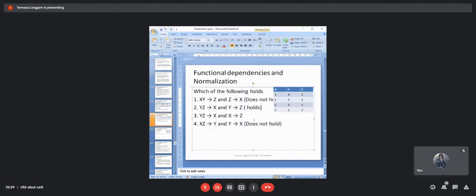Okay, this is true. This one, the last one, third one, Y, Z can determine X. This is true, but X can determine Z is not true. You can see here when the value of X is 1, 1, 1, 1, the value of Z is either 2 or 3. So it has two values. They are not the same. Okay, so it does not hold. So like this you can find the functional dependencies.